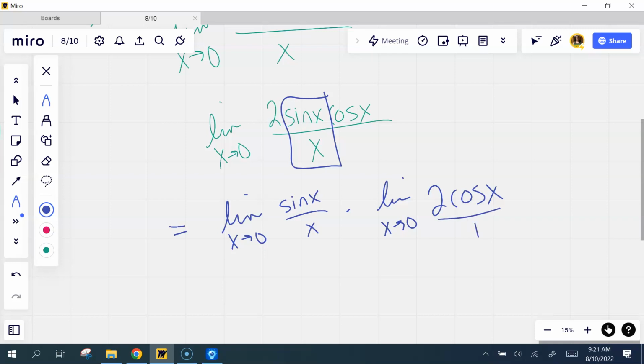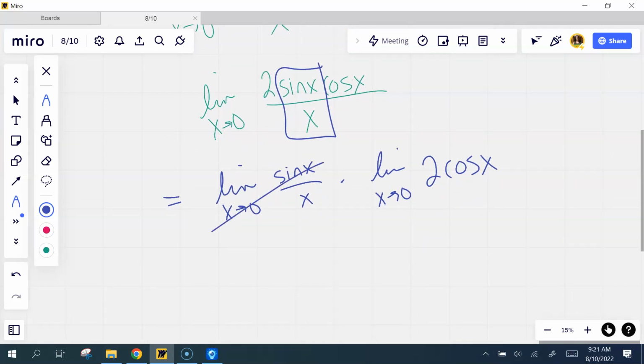Because remember, if I multiplied this back together, it's top times top and bottom times bottom. I know this is 1. How about this one? Substitute, that's right. Cosine of 0 is 1. This 2 can be in front. So multiplying by 2. Does that make sense? Sure. Yay! Let me give you one to try.